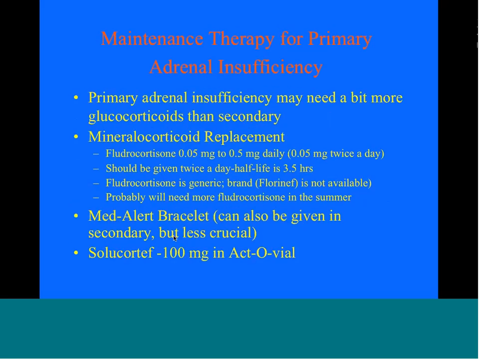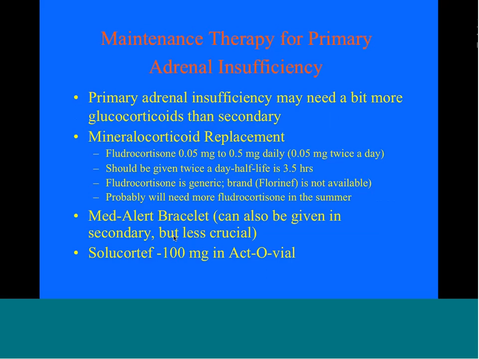In general, my approach for maintenance therapy for primary adrenal insufficiency is that patients with primary adrenal insufficiency may need a little bit more glucocorticoids than those with secondary or pituitary. Mineralocorticoid replacement is crucial. The dose of hydrocortisone we talked a lot about, but the dose of fludrocortisone given in adrenal insufficiency varies widely between 0.05 milligrams to 0.5 milligrams twice a day. It should be given twice a day as it has a pretty short half-life. I'm not sure why many endocrinologists don't do that, but really the fludrocortisone should be given twice a day.